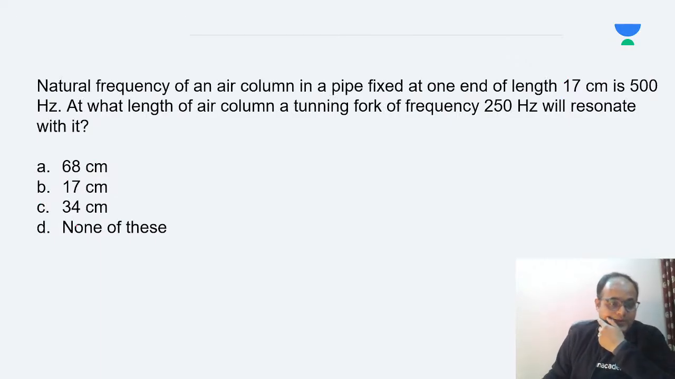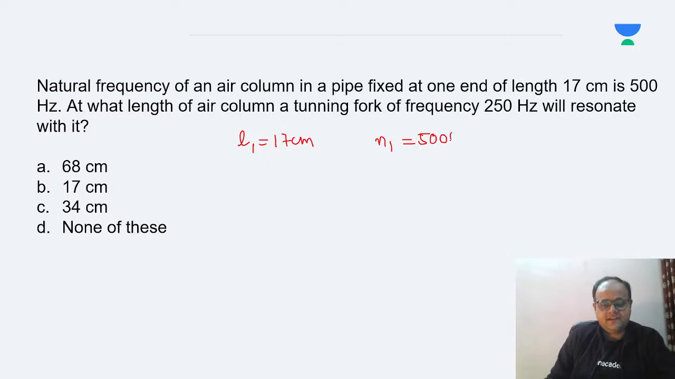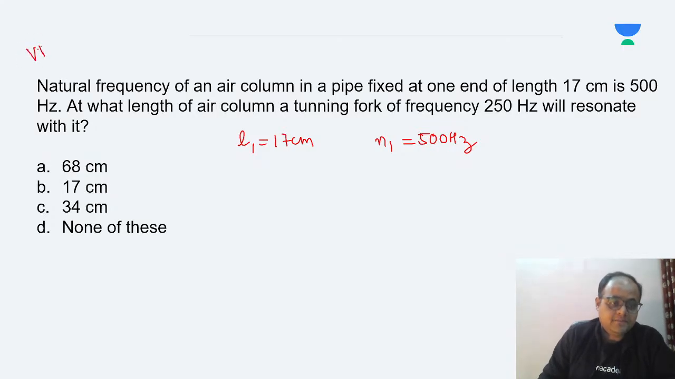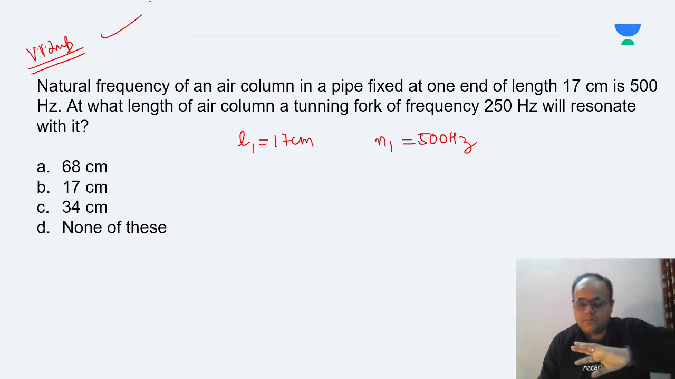Now let's see one more question. Natural frequency of an air column in a pipe closed at one end of length 17 centimeter. You are given L1, which is 17 centimeter, and N1, which is 500 hertz. Let's try and decode it. It's a very interesting and very important question for your board exams. They have asked this question twice. Obviously, every time the values were changed, but the concept was exactly the same.